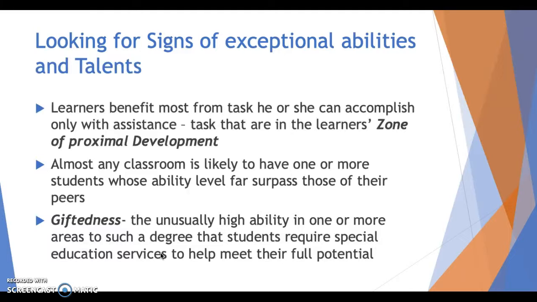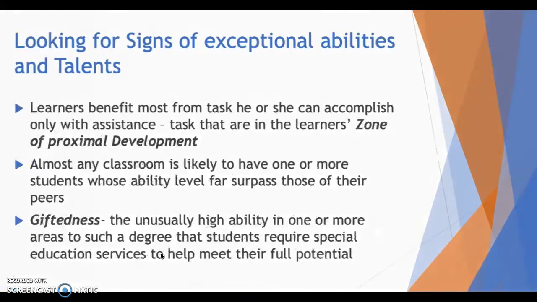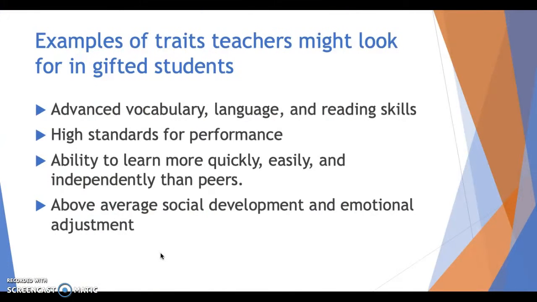Giftedness is an unusually high ability in one or more areas, to such a degree that students require special education services to help meet their full potential. Students who are gifted tend to be among our schools' greatest underachievers. They achieve far short of their capacity. For example, there are traits that teachers might look for in gifted students: advanced vocabulary, language and reading skills, high standards for performance, ability to learn more quickly, easily, and independently than their peers, and above average social development and emotional adjustment.